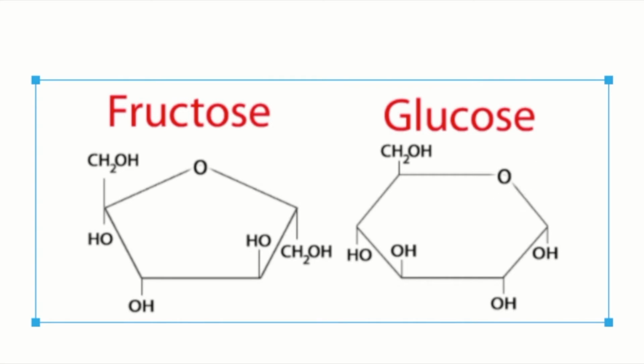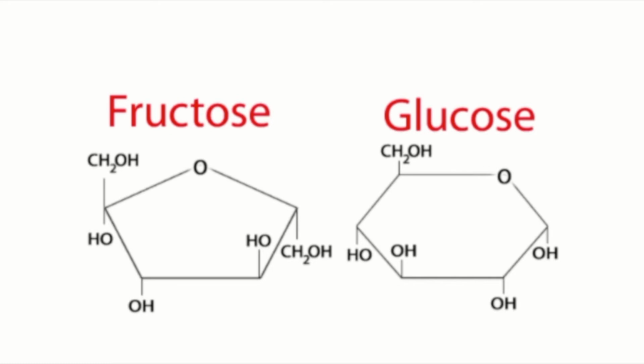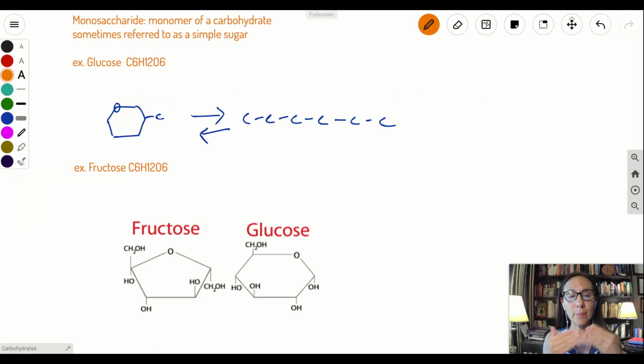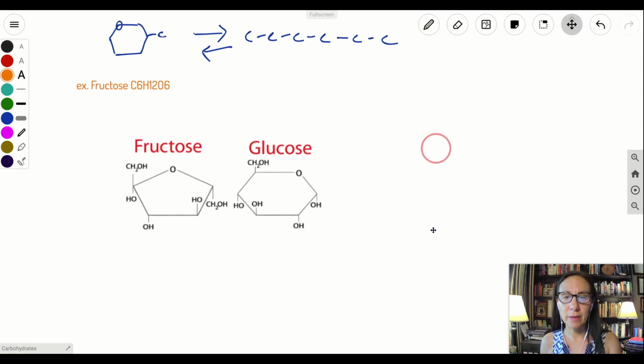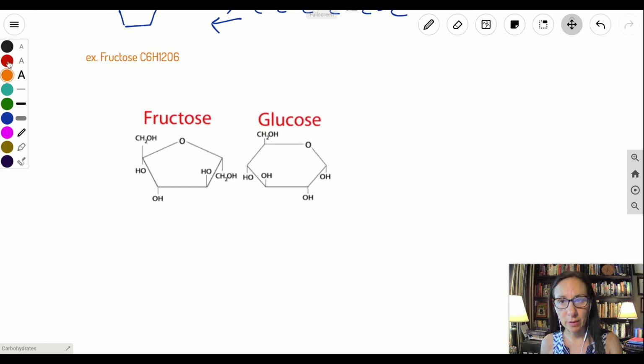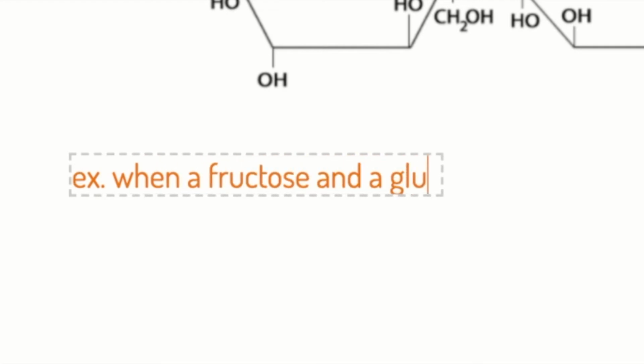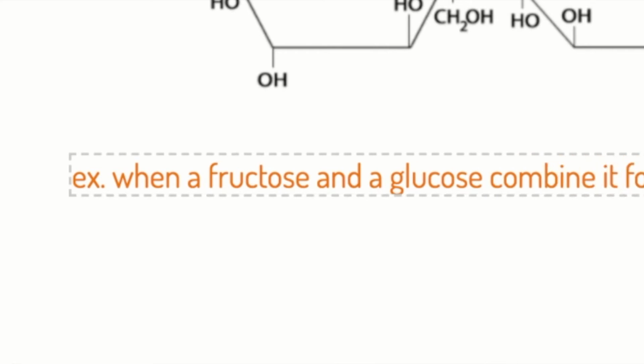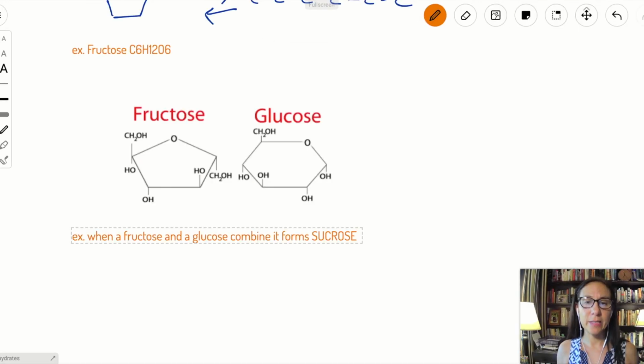Okay, and then you can have a dehydration reaction occur where the fructose and the glucose combine together to form a bigger molecule. And that bigger molecule we call a disaccharide, because that means it's going to have two saccharides. For example, when a fructose and a glucose combine, it forms a new molecule called sucrose. Okay, and sucrose is the table sugar that we eat every day. It is just one fructose and one glucose together through a dehydration reaction. Okay, and I'm going to show you a picture of that.